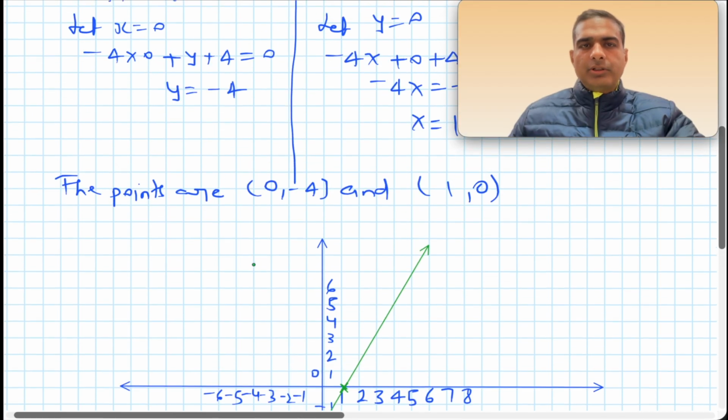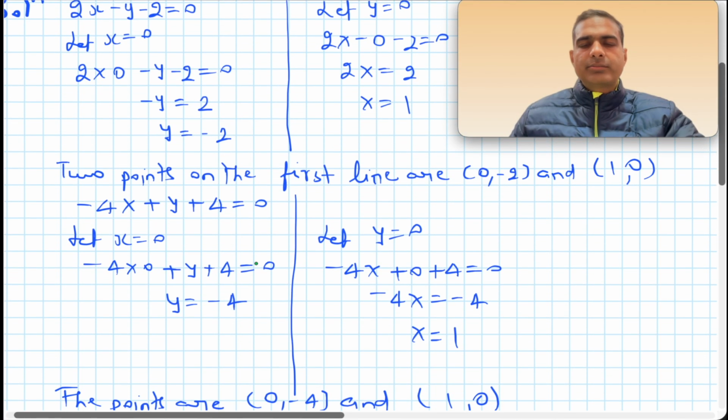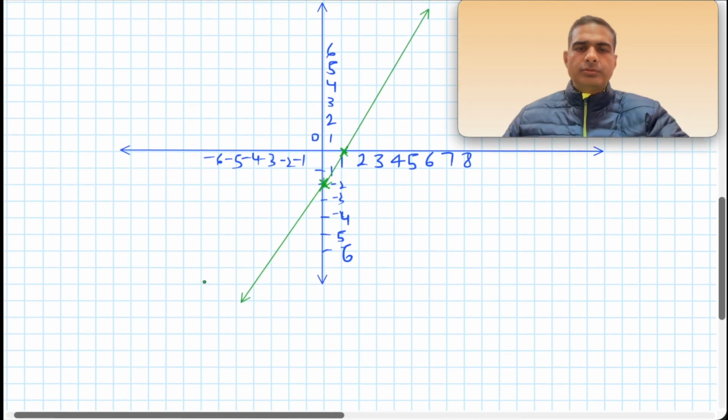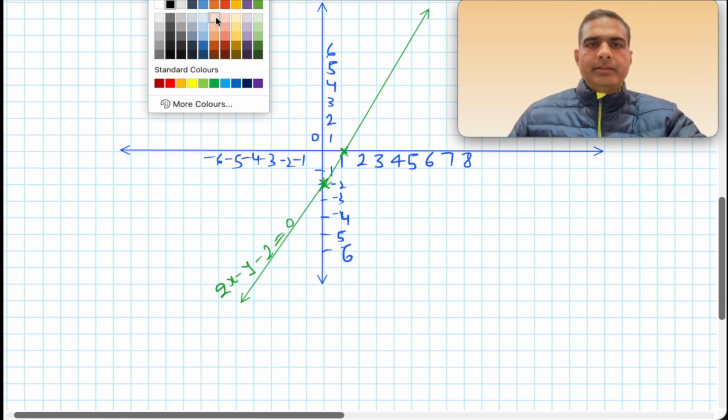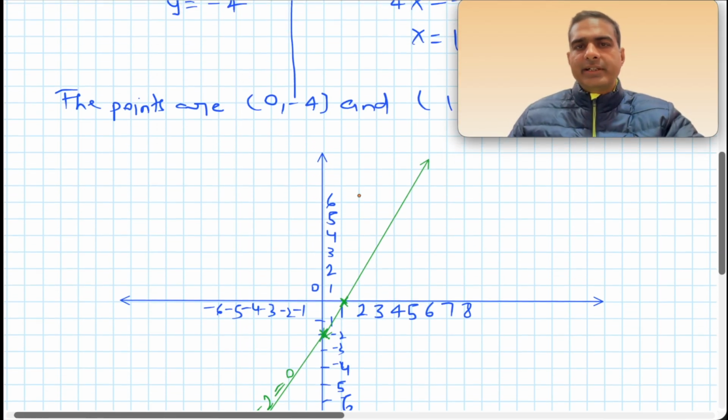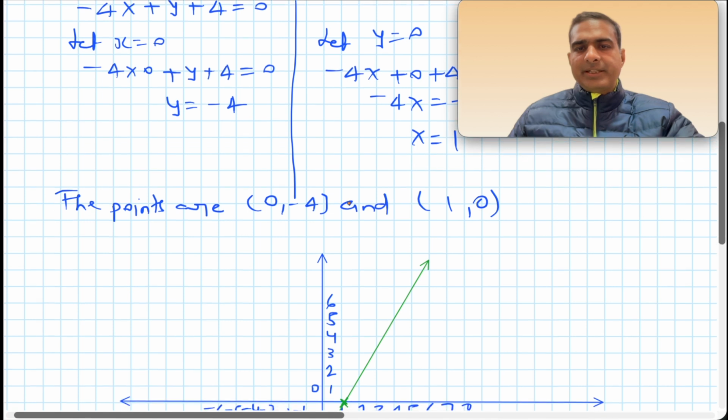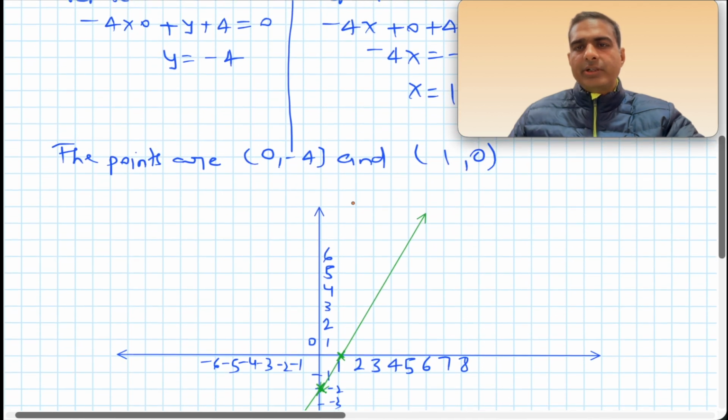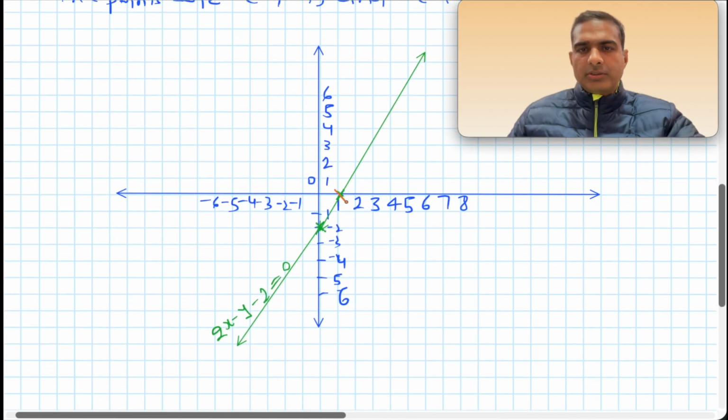So this is the graph of the first line, that is 2x minus y minus 2 is equal to 0. And let me choose a different color for the second line. The second line is passing through 0 comma minus 4 and 1 comma 0. So 1 comma 0 is the same point, and 0 comma minus 4, x is 0, so it would be lying on the y-axis.